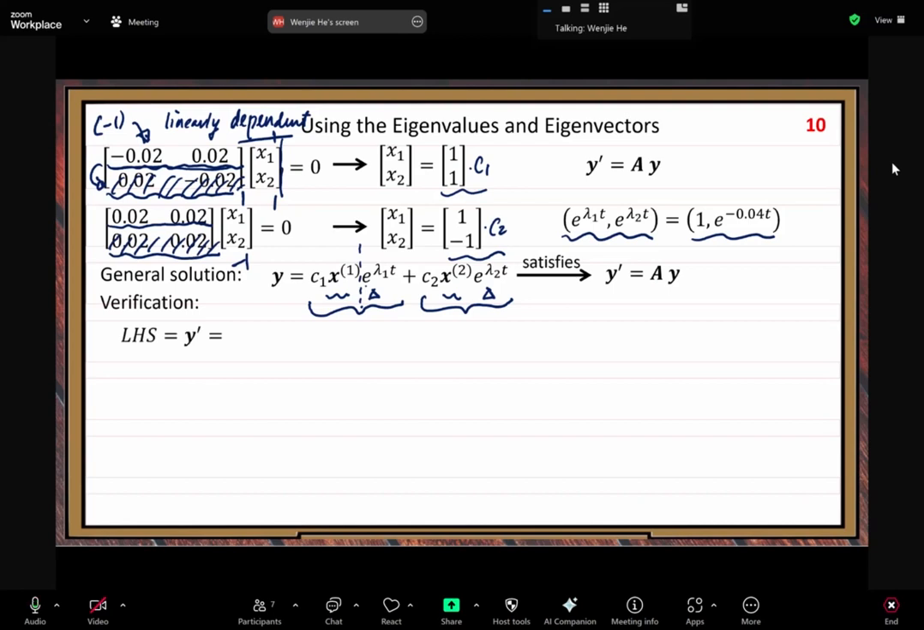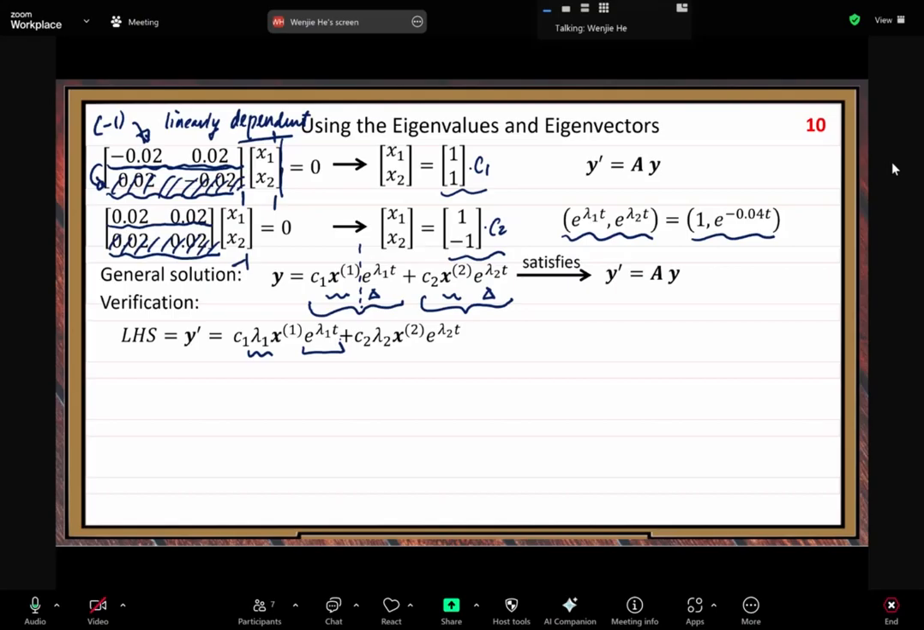So we do the verification. Left-hand side, y prime: the derivative of the first term, we only take the e function derivative, so we get lambda 1, and then keep this e function part. Chain rule, a simple chain rule. Similarly, the second term, C2 times lambda 2, x sup 2, the second eigenvector, then e to the lambda 2 t. That's the derivative. We plug in, so the left-hand side, we get this form.